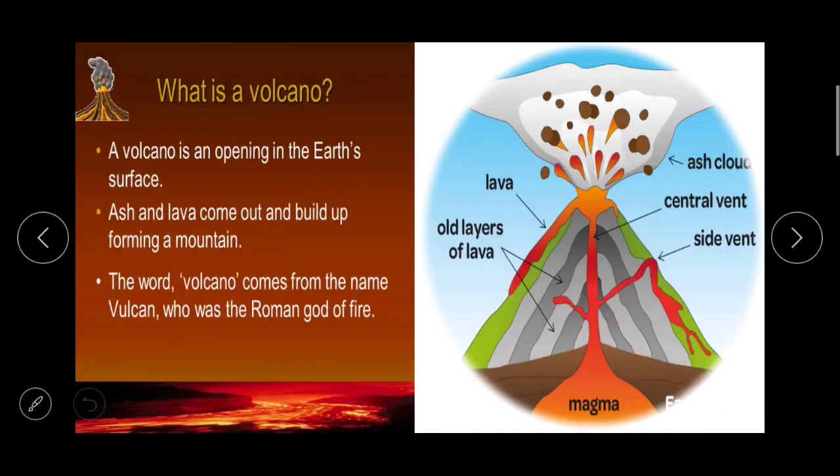Again, with the help of a diagram, you can easily understand this. A volcano is an opening in the earth's surface. Now, here is the opening, this one. Ash and lava come out and build up, forming a mountain. The word volcano comes from the name Vulcan, who was the Roman god of fire. Here you can see the magma and how it comes out.